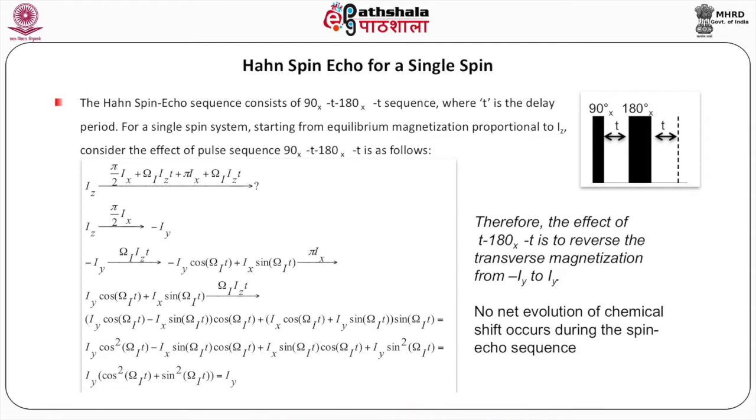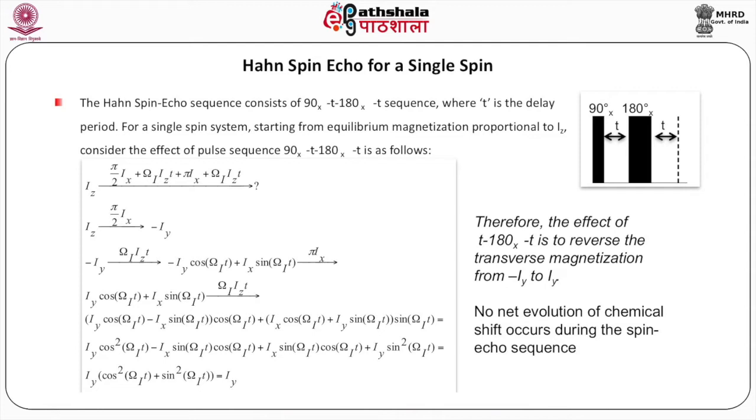For a single spin system starting from equilibrium magnetization proportional to Iz, consider the effect of the pulse sequence of Hahn spin echo. The effect is as follows, as given in the figure in terms of the equations. From Iz, you have all of these different Hamiltonians applied: pi by 2 Ix plus Omega_I Iz t, plus pi Ix, which is the second pulse, plus Omega_I Iz t.